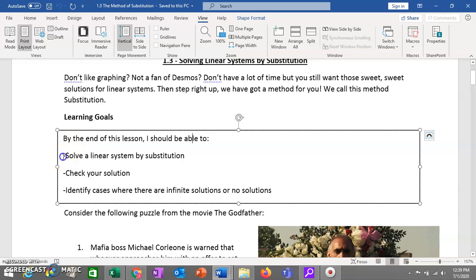So by the end of the lesson, you should be able to solve a linear system by substitution. You should know how to check your solution, although this is the same as it was with graphing, and identify cases where there are infinite solutions or no solutions, because you aren't going to see graphs of these lines. So how are you going to know if there are infinite solutions or no solutions?